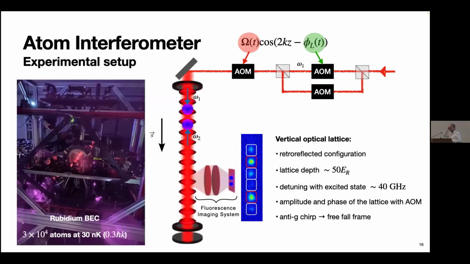And now I will explain to you how we have implemented that experimentally. So we use a BEC. We have 30,000 atoms at 30 nanokelvin. And we manipulate the atoms with a vertical optical lattice. We can control the amplitude and the frequency of the optical lattice using acousto-optical modulators. And we measure the momentum distribution after free fall. So here you have typical data that we have for that kind of measurement.